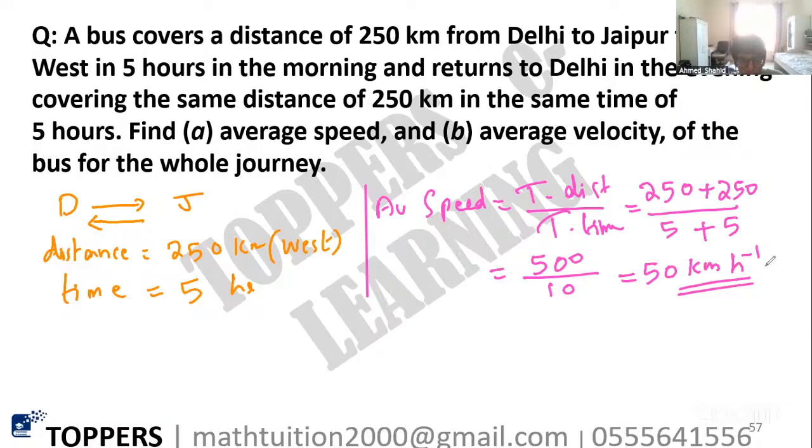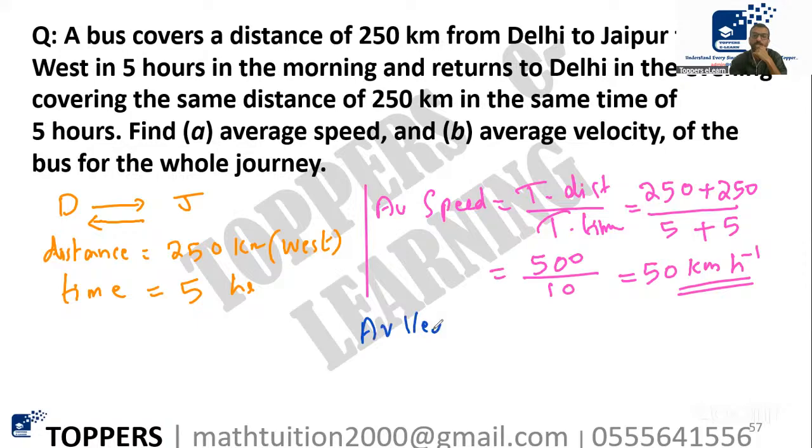Secondly, what are they asking? Average velocity. How will you find average velocity? Total displacement by total time. Average velocity is equal to total displacement by total time. What is total displacement here?